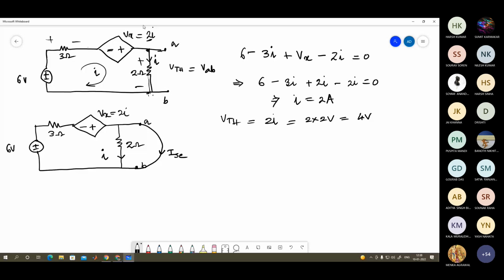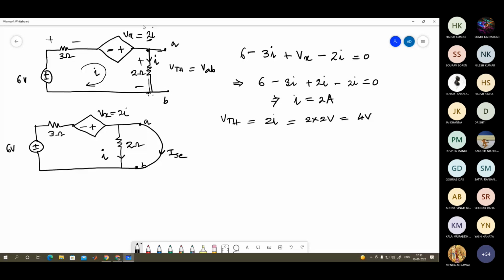If that is the case, then what will be your Vx? Vx will be equal to 0. That means there won't be any contribution from this dependent voltage source, isn't it? Then what will be your ISC? It will be simply 6 by 3 equal to 2 ampere, isn't it? So I hope you can understand.